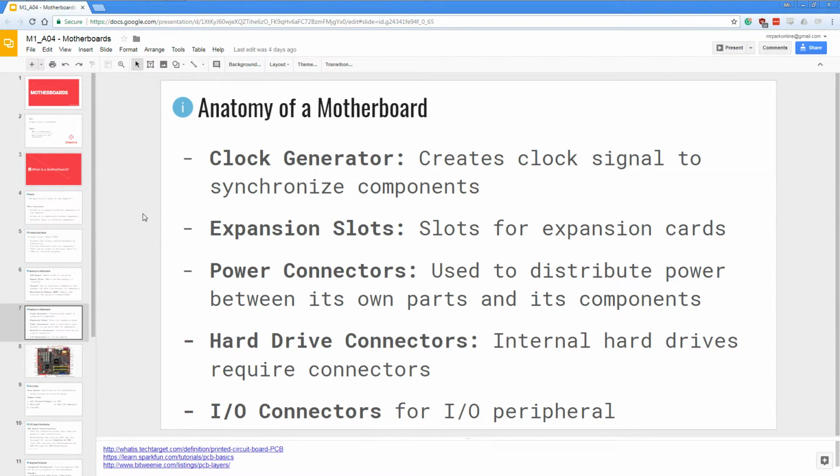We have expansion slots, where we are able to install expansion cards into our motherboard. Then we have power connectors so that we can connect the PSU to our motherboard. Also we have hard drive connectors so that we can connect internal hard drives to the motherboard. And lastly, we have I/O connectors so that we can connect our monitors, keyboard, mouse, and any other peripherals that our computer needs. This is why the motherboard is one of the most important pieces that we have.